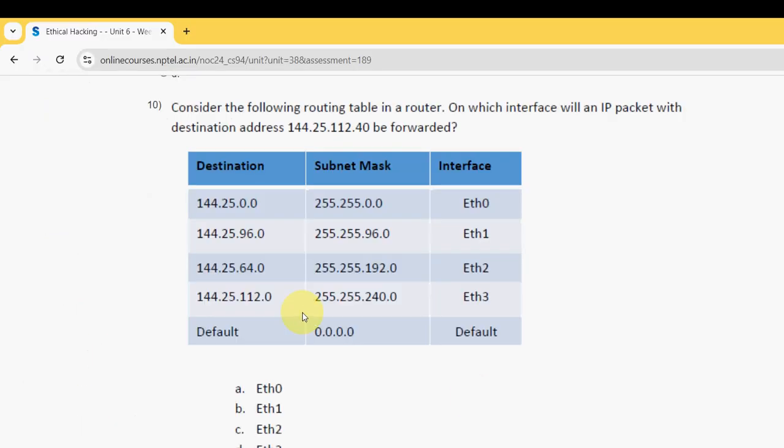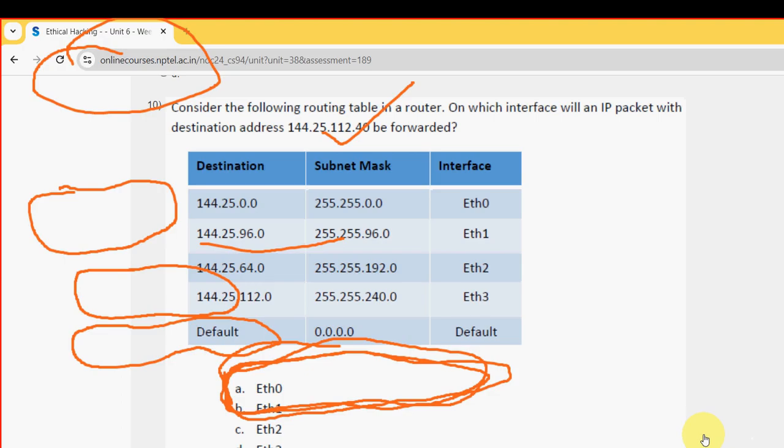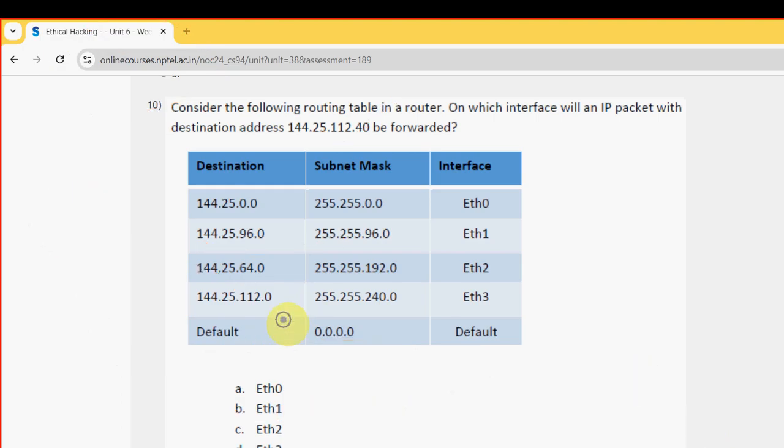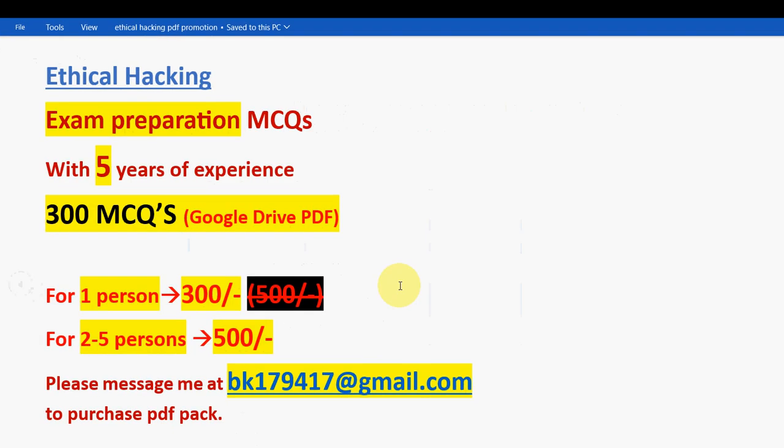So for last question, the answer that I have got is option 4, guys. Option D, ETH3. So these are the solutions for week 3 assignment of ethical hacking course.